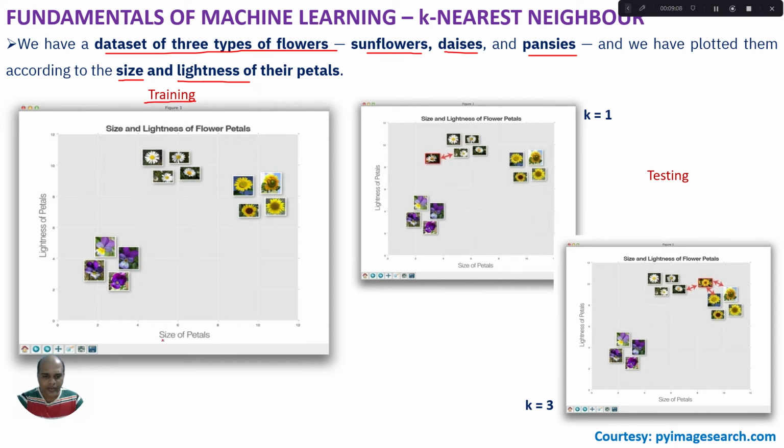For example, here you see along the x-axis I have the size of the petal. So here it indicates small size. As I go towards the right, here I have a large size of the petal. Same way along the y-axis, we have the lightness of the petal. So here I have a dark color, and when I go towards the top, I have light or bright pixel values. So here I take a sunflower, pansies and daisy.